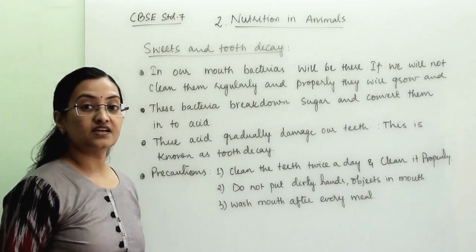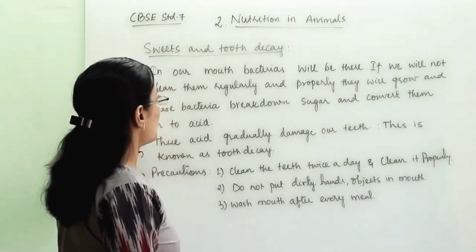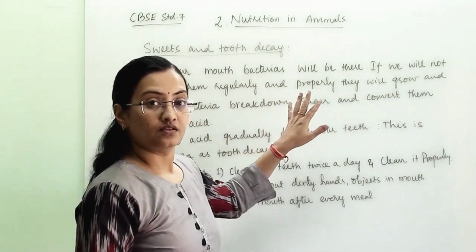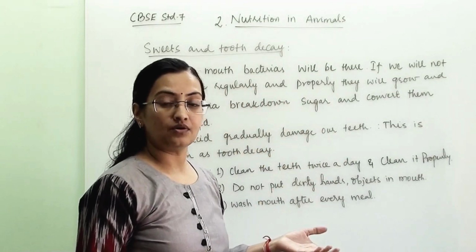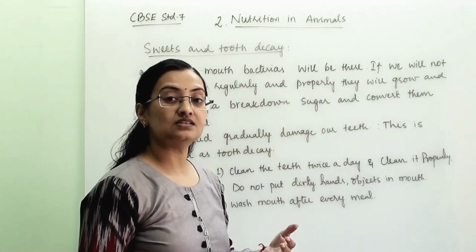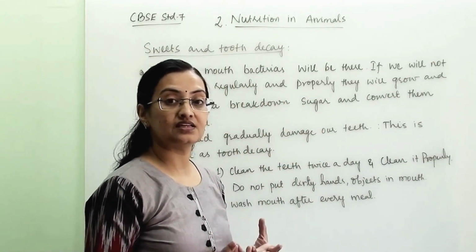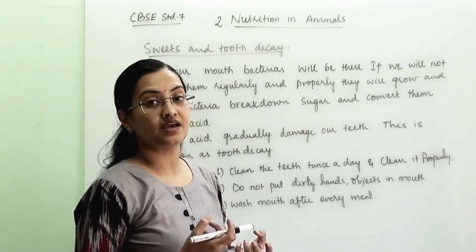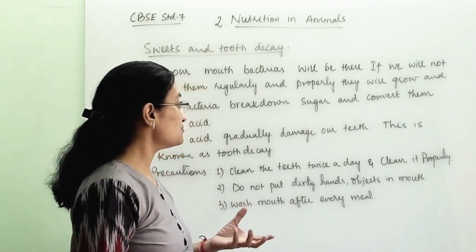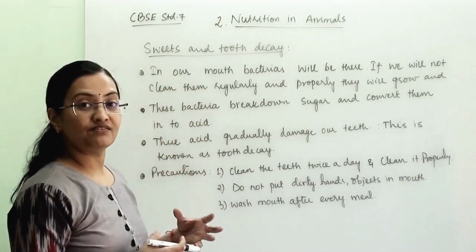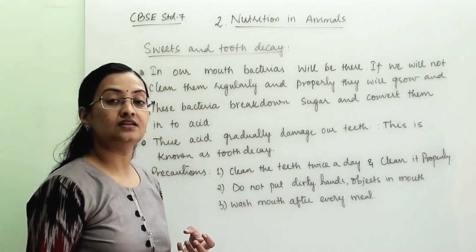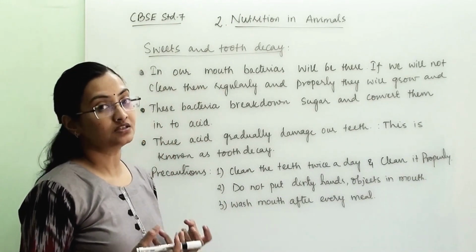Now sweets and tooth decay. In our mouth, bacteria will be there. Now if we are not cleaning our mouth and teeth properly, then this bacteria will grow and they'll start living in our gums and in our teeth. This bacteria will grow and they will survive on the food particles which will get stuck in between the teeth.